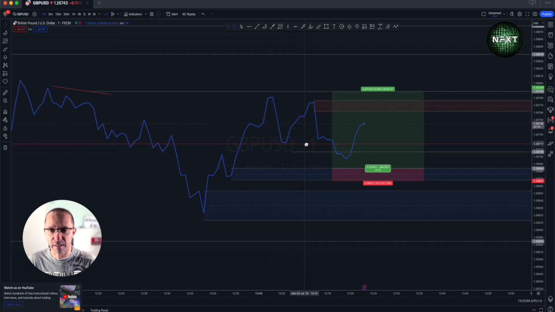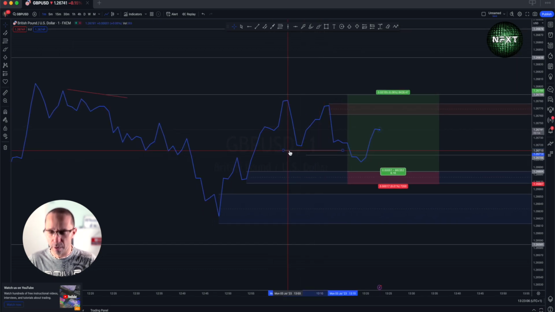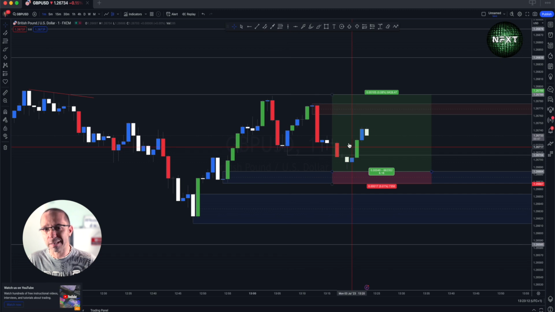Okay, we break to the downside. Now for a reversal to the upside, we really need to see this area removed. So we go back to price again. So what I need to see now, really, using supply and demand approaches, is this area of supply removed.